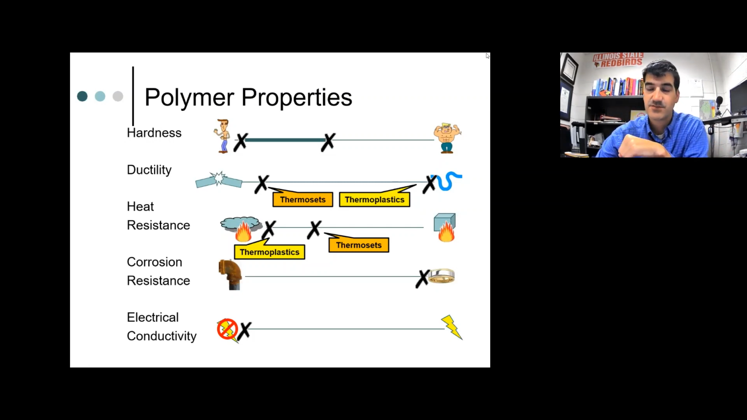Heat resistance, once again, we have to differentiate between these two. Thermoplastics, you can melt them, so they're not very heat resistant. Thermosets oftentimes can't be remelted, so they're more heat resistant. Corrosion resistance, well, they're plastics. They don't really corrode. So high corrosion resistance. And they're not very electrically conductive because they don't have the free electrons that can move around.